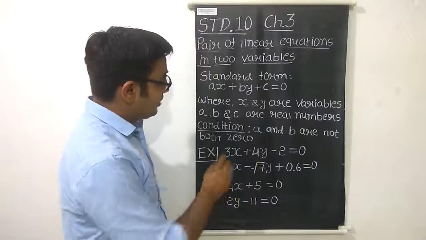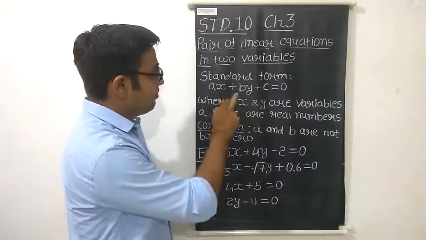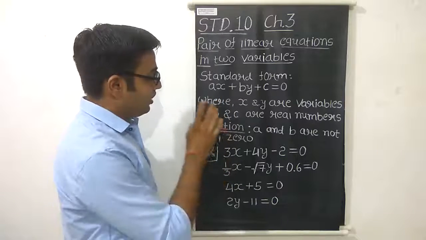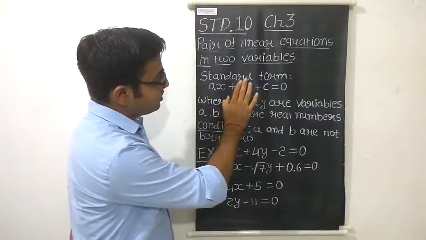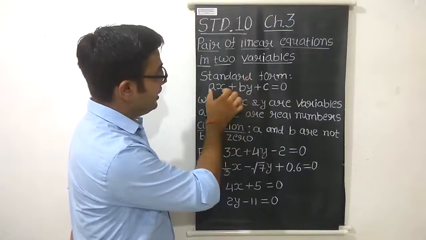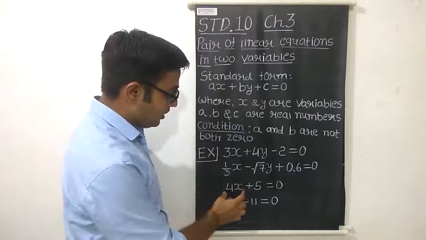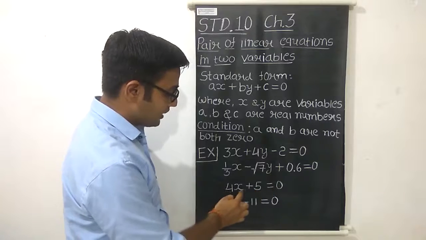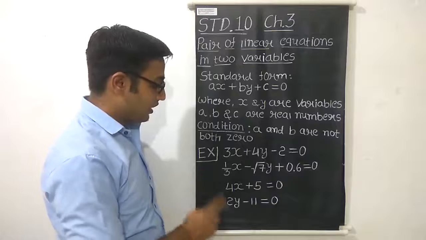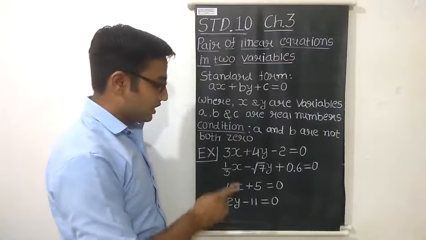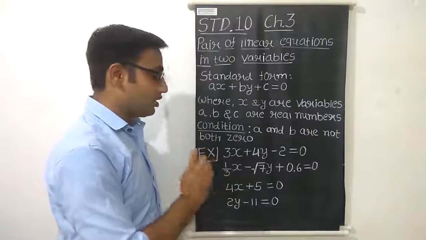Second, suppose that b is equal to 0. Now we know that this term is not there in the equation, only the x and constant terms are there. This is an example: 4x plus 5 is equal to 0. Here y is not there because its coefficient is 0.